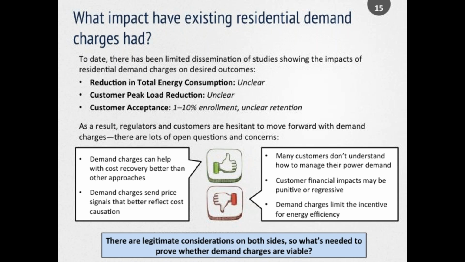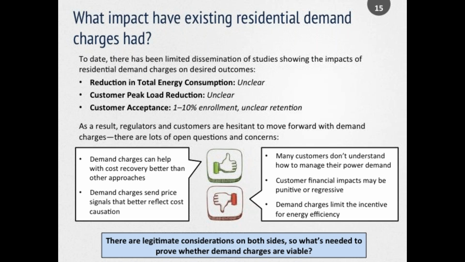You kind of have two camps. You have the pro-demand charge camp, oftentimes that includes utilities that are proposing demand charges, and the anti-demand charge, or the concerned about demand charge camp. And there are legitimate considerations on both sides. So, folks on the pro side might argue that demand charges really help with cost recovery better than other approaches can, and they send price signals that reflect the costs on the system.